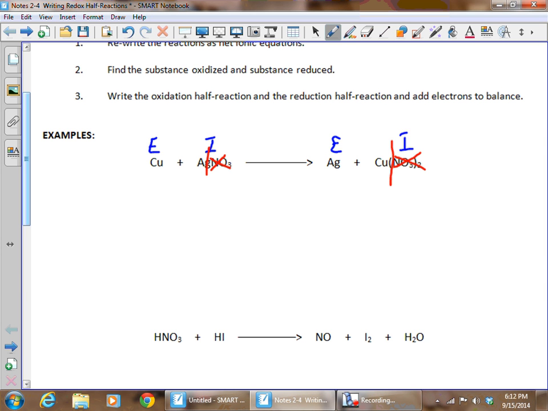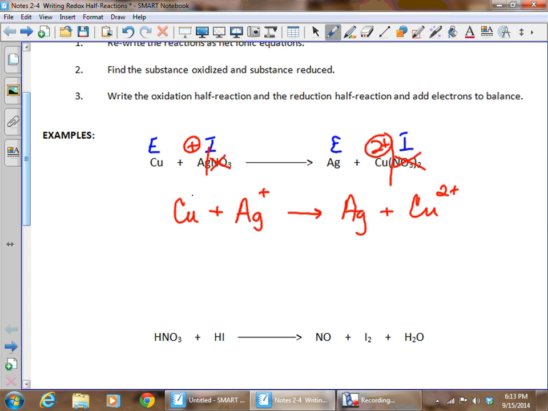Now what I always do next, because remember, if it splits, it gets a charge. If it splits, it gets a charge. So put your charges up there so you won't forget to write those down whenever you get ready to write this as net ionic. So now that we have it this far, we can go ahead and do this net ionic equation as Cu plus Ag+, yielding Ag plus Cu2+ in this case. And now we can find what's being oxidized and what's being reduced.